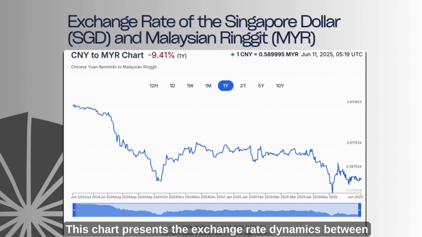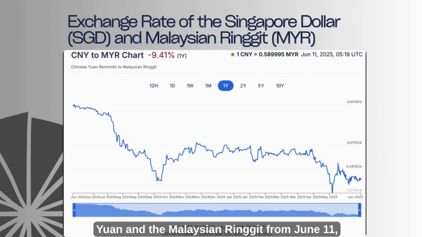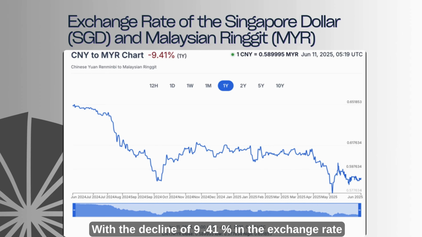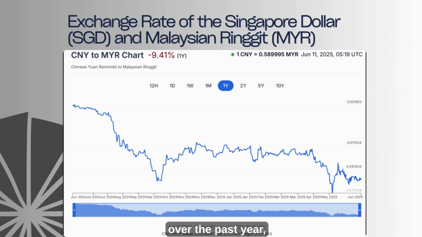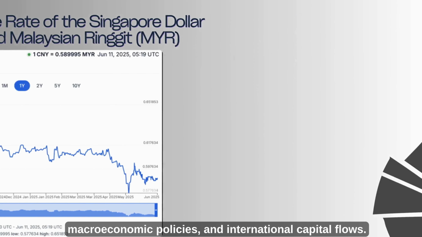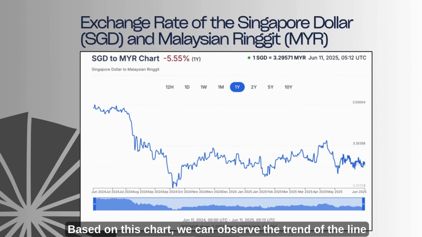This chart presents the exchange rate dynamics between the Chinese yuan and the Malaysian ringgit from June 11, 2024 to June 11, 2025, with a decline of 9.41% in the exchange rate over the past year. This is the result of the entwining of multiple factors, including China-Malaysia economic and trade exchanges, macroeconomic policies, and international capital flows. Based on this chart, we can observe the trend of the line graph.